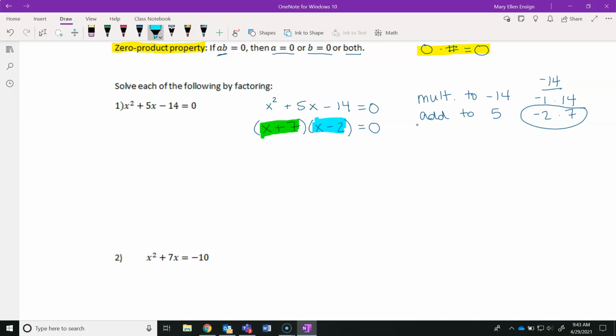So if the green number times the blue number equals 0, what does that tell us? Well, from the zero product property, that tells us that one of those numbers, or both, but it can't be both in this case, one of those numbers needs to be 0, right? So let me say that again. If the green number, whatever that green part represents, times the blue number equals 0, then one of those numbers has to be 0, okay?